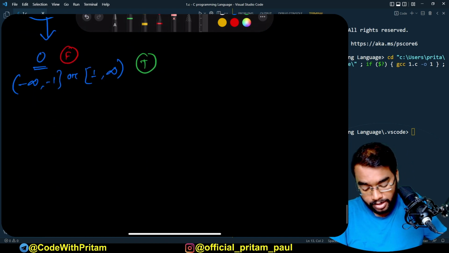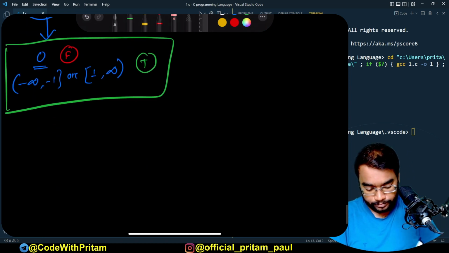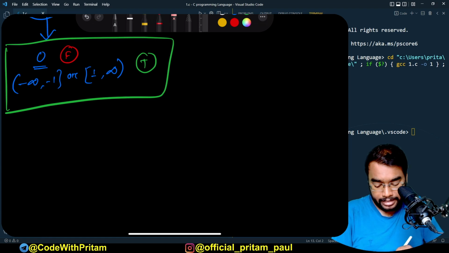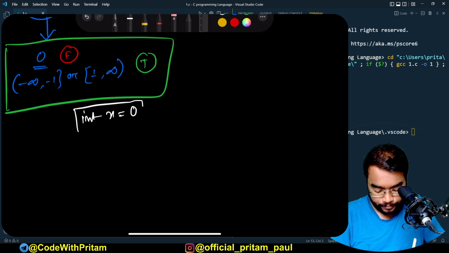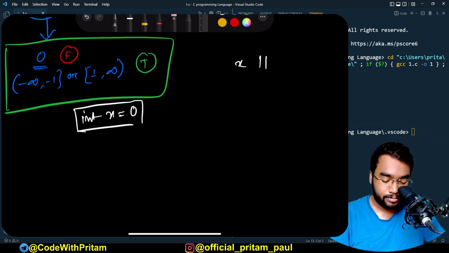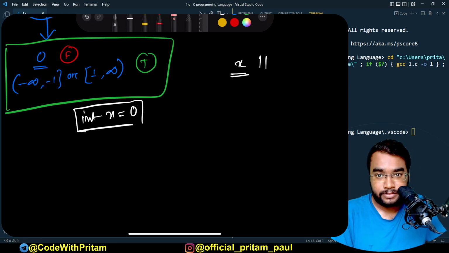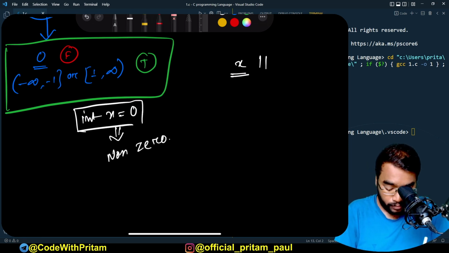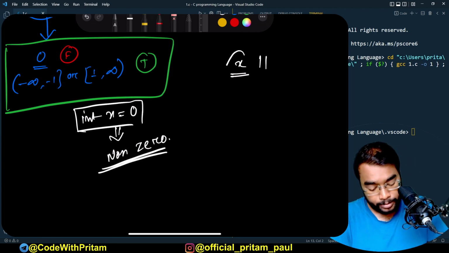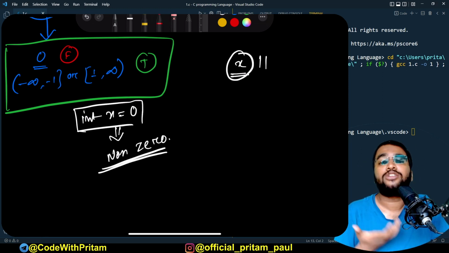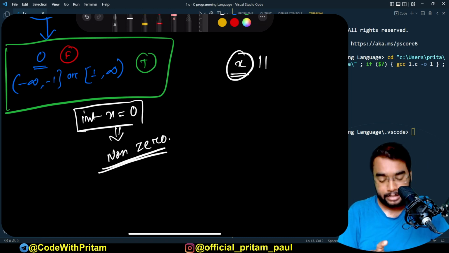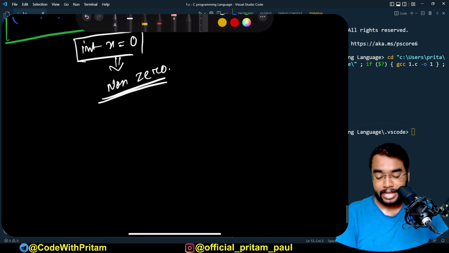Clear? Now if I talk about a variable, for example integer x equal to 0, and you have put this x before the logical OR, then obviously it is going to be false because 0 is a false value. If it is a non-zero value, obviously it is going to be true. And if any variable is assigned 0, then it is going to be a false value. That's the basic thing.